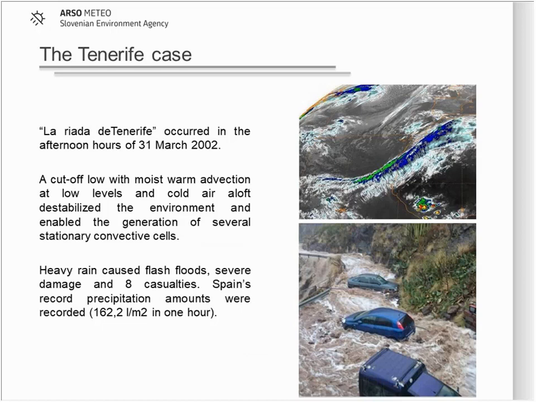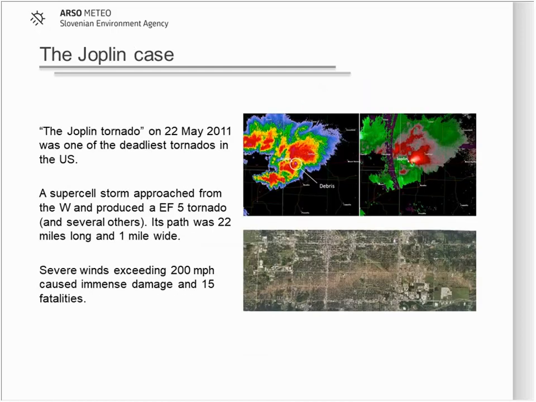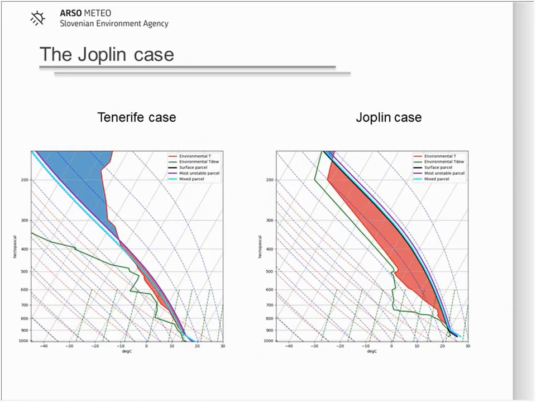I'm going to take two cases to look at the CAPE, and I'm not going to go into the details here, but we took the Tenerife case of 2002, where there was a huge flooding in Santa Cruz de Tenerife, and then the Joplin case, where there was an EF5 tornado near the town of Joplin, which caused huge damage and 158 fatalities. These are the cases, but I'm going to focus on these profiles. In green you have the dew point temperature, and in red you have the environment temperature for the Tenerife case and the Joplin case.